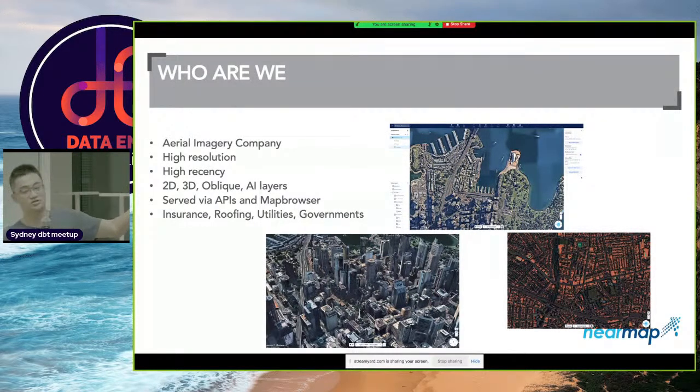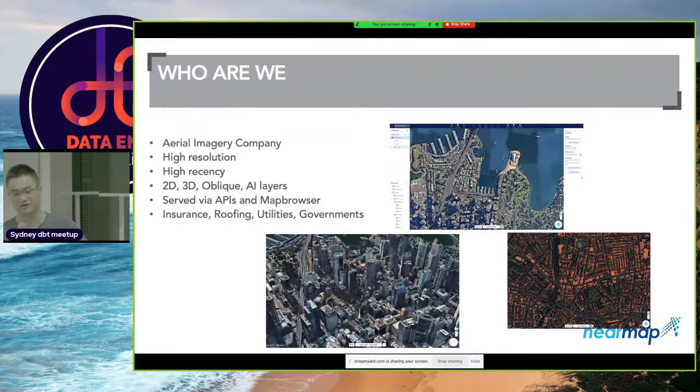We have a 2D product, so top down, what you see on Google Maps, kind of. We also have 3D as well. Pretty interesting, we actually fly planes and we take our photos at an angle. And when you take enough photos at an angle, you get enough of a perspective to reconstruct a 3D mesh of what's actually on the ground. So that's also our offering as well.